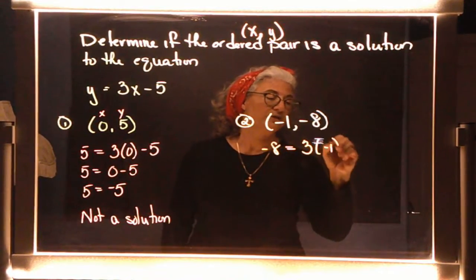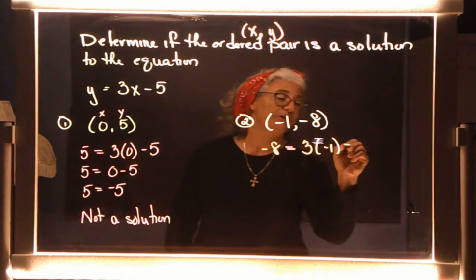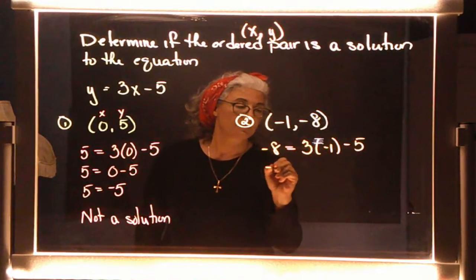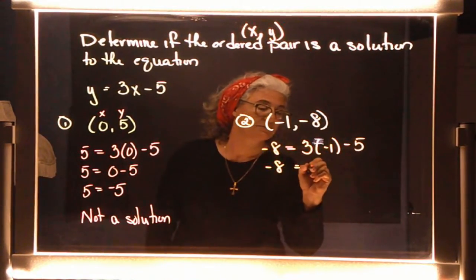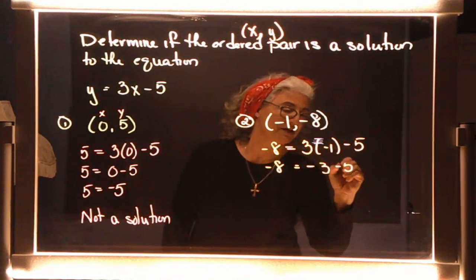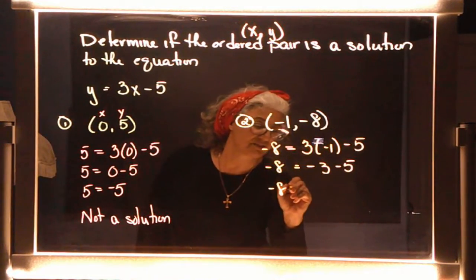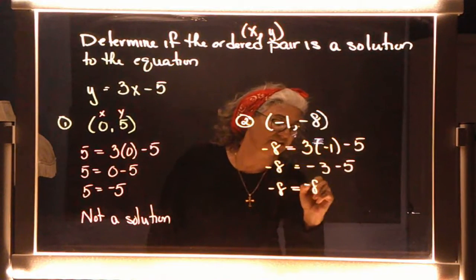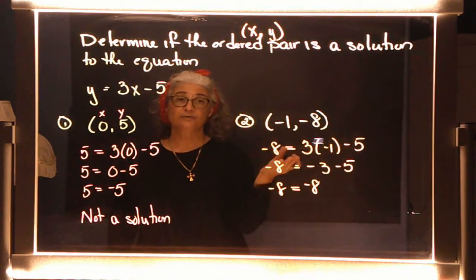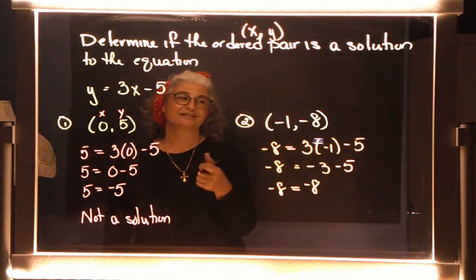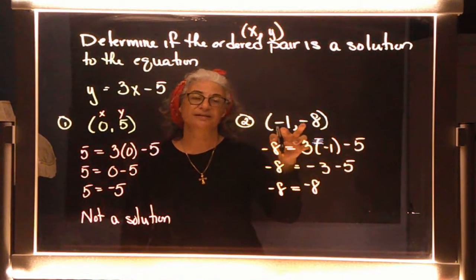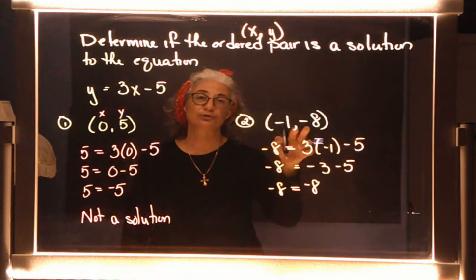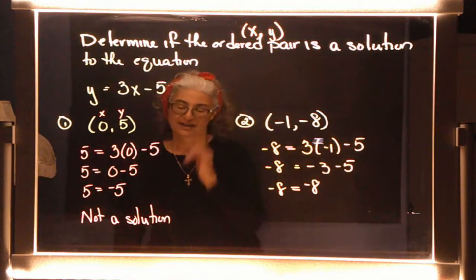Good, the -1. And then I'm supposed to minus the 5, right? Okay, so what's 3 times -1? Good, -3 minus 5, right? So what's -3 minus 5? Start off the calculators. Good, -8. Wow, well does -8 equal -8? Yes, it does. So is this ordered pair a solution to that equation? Yes, it is.